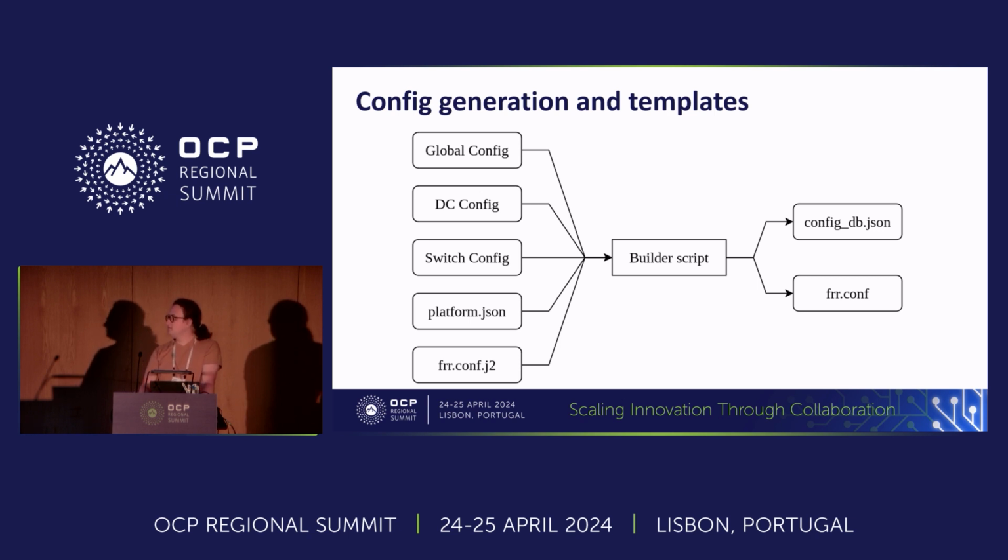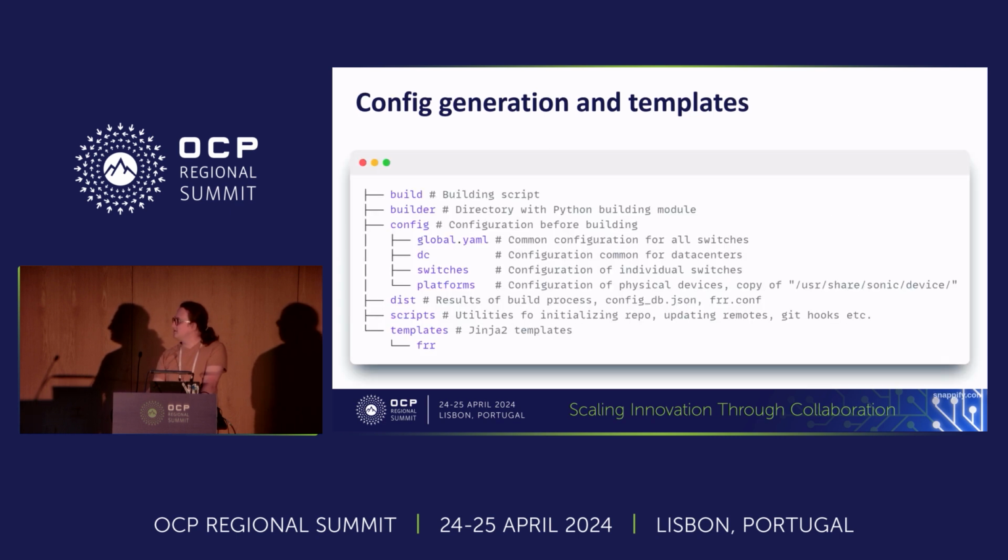We also add to this the platform configuration that we took from the Sonic image, and templates like the template for FRR. Then we build it using Python. This basically translates the domain-specific configuration to config.db.json and frr.conf. The step of translating may seem complex, but it's not.